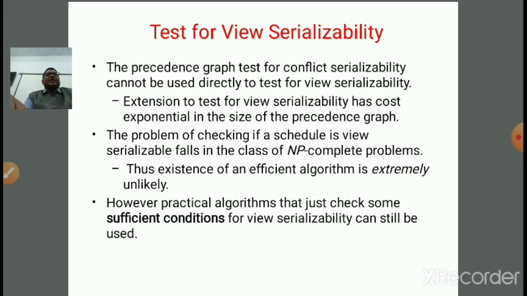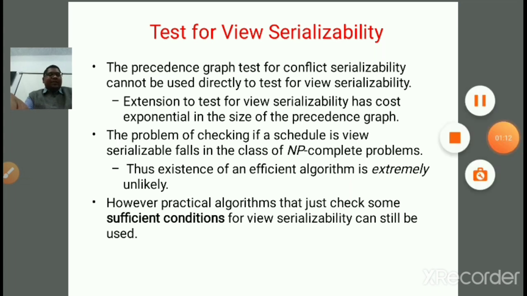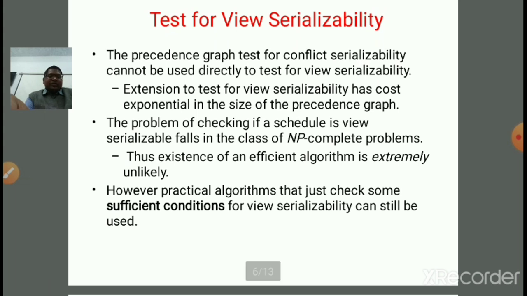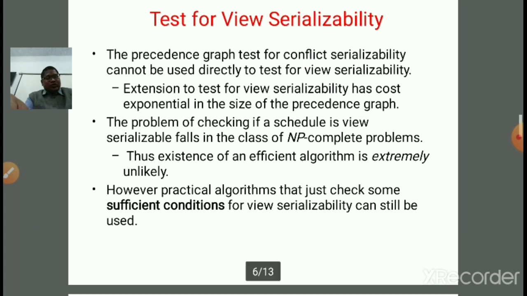There are various categories of problems, like the problems that can be solved in polynomial time, called P problems, then NP, which is non-deterministic polynomial time problems. So basically the serializability problem falls under NP-complete problems. Thus, the existence of an efficient algorithm is extremely unlikely, right? However, some practical algorithms that just check some sufficient conditions for view serializability can still be used.